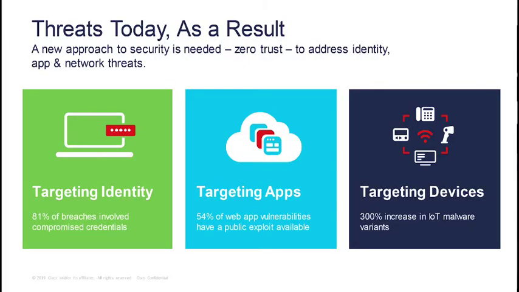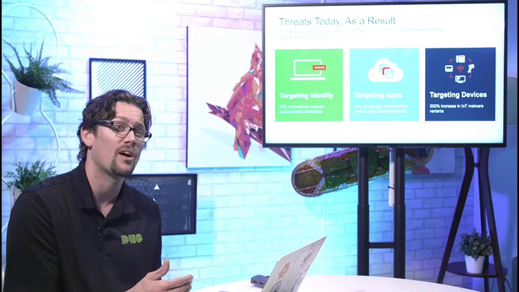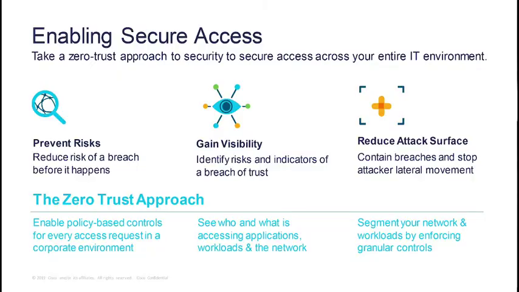With the business challenges of the changing environment of our customers, attackers are targeting identity, with increased breaches regarding compromised credentials. They're targeting the applications because there are many more publicly available exploits. And they're targeting devices, like IoT, that aren't up to date or secure. So we need to help customers secure access by taking a zero trust approach.